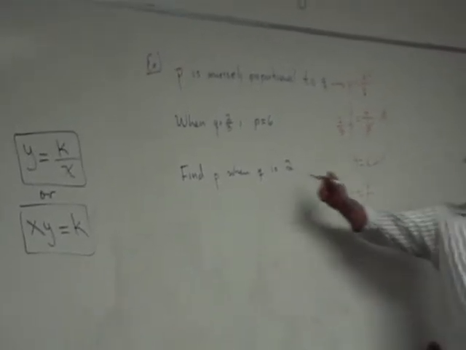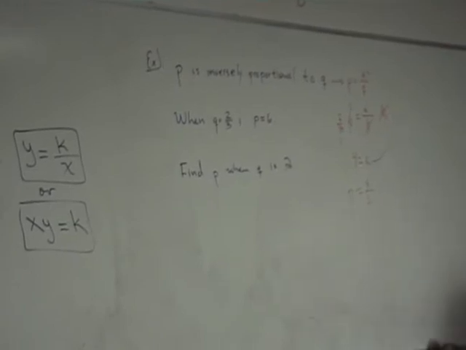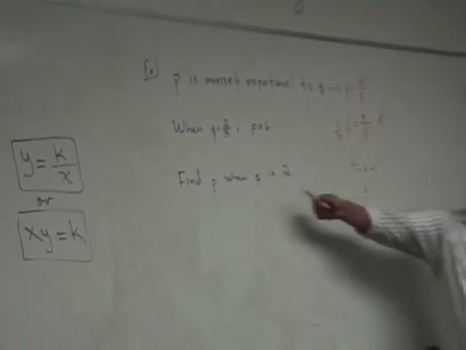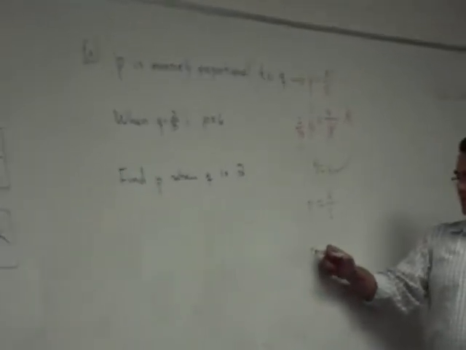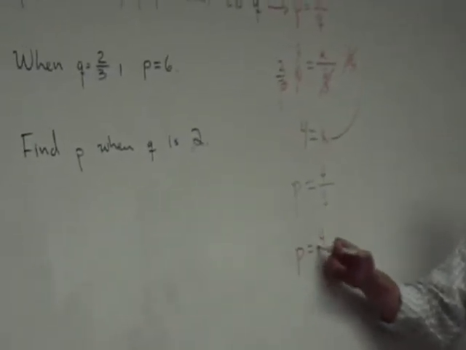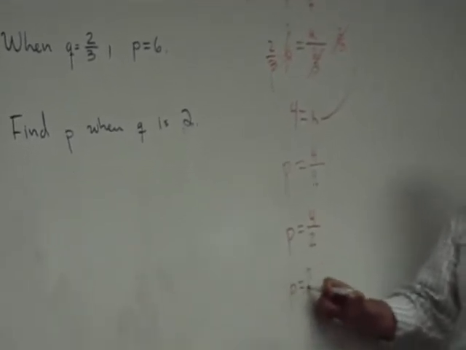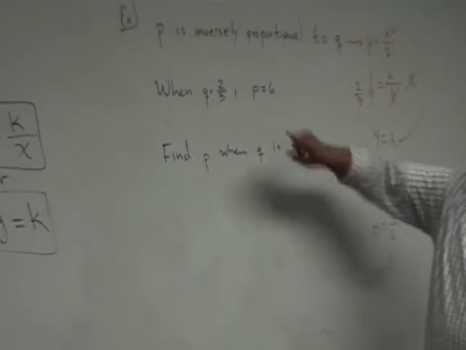So where am I going to put in this 2? In place of which variable? Q. In place of Q, right? When Q is 2. So P is going to equal 4 divided by 2. So what is P? 2.